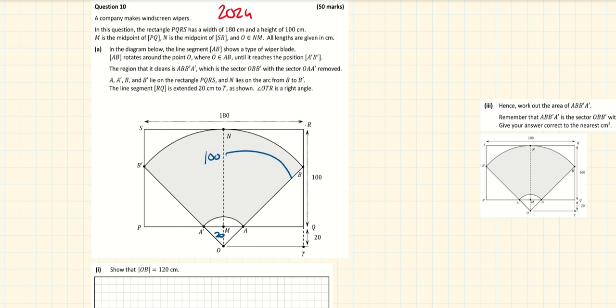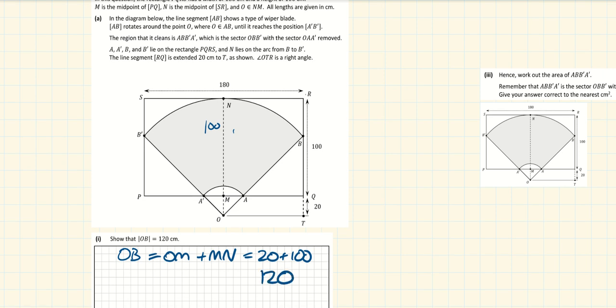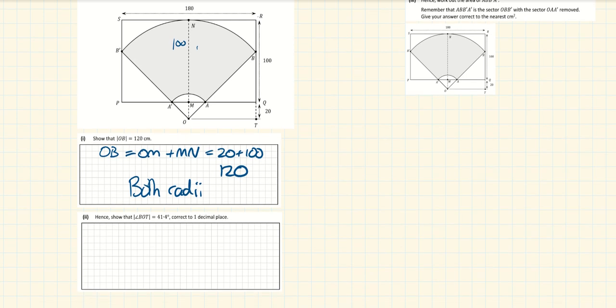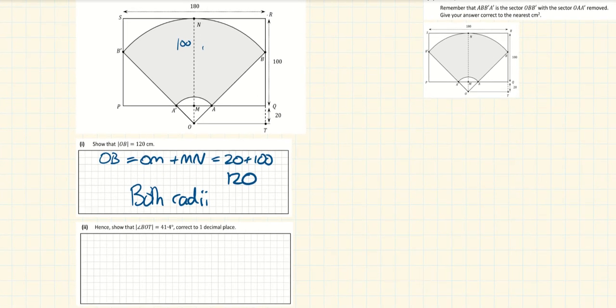When the wiper flips itself around that way, it's also going to be 120 when it goes around to the right. So OB is equal to OM plus MN. So it's literally just 20 plus 100. So it's 120. Fairly straightforward, just to notice that they're both radii. So that's the radius here, and that's another radius there. Okay, so using that, show that BOT is 41.4 degrees.